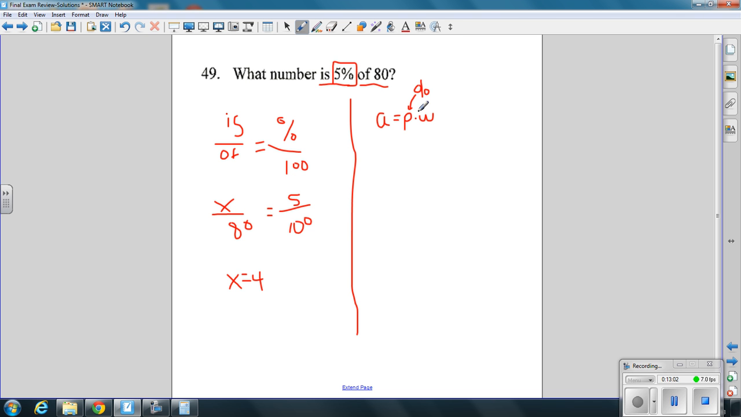If you do the percent equation, it would be A equals 0.05, because we're converting the percent to a decimal, times 80. And if you take 0.05 times 80, we get A equals 4. You don't need to know necessarily both ways, but at this point you should be familiar with the 2 forms. And you can pick either way for your final exam.